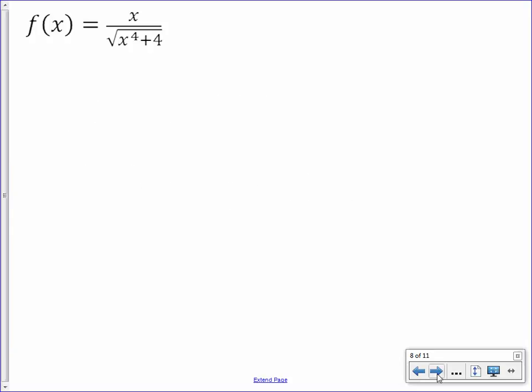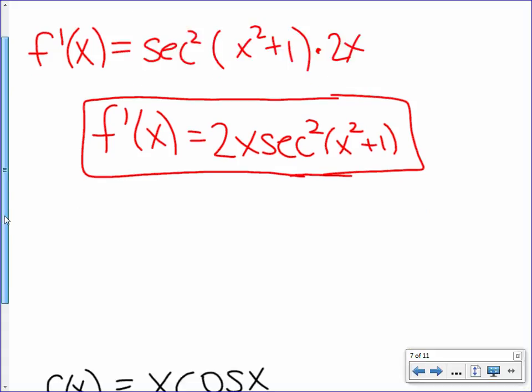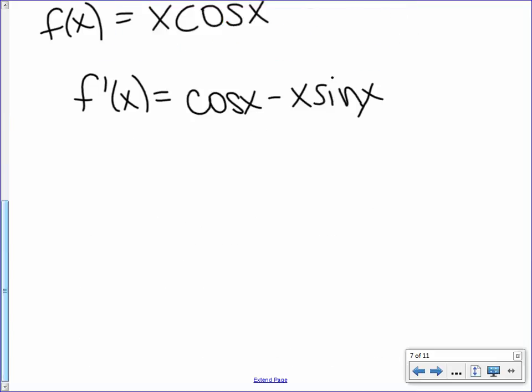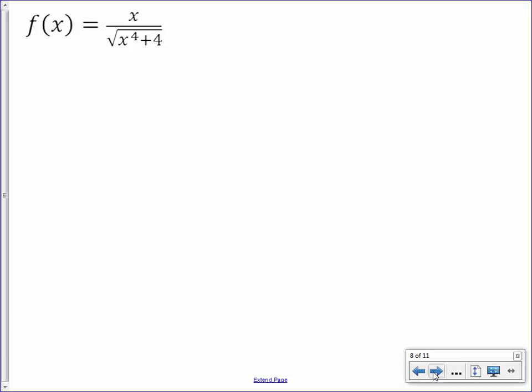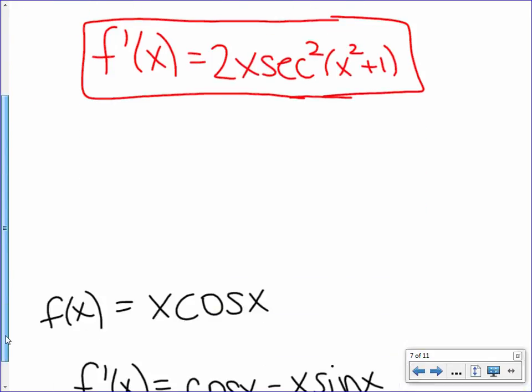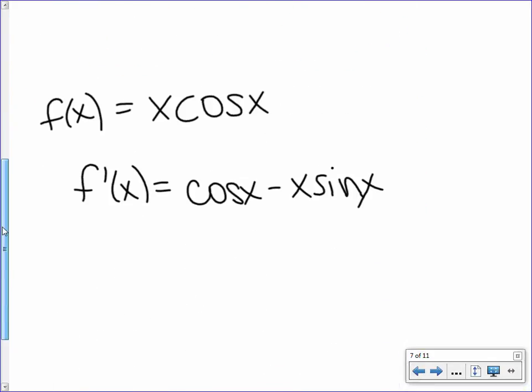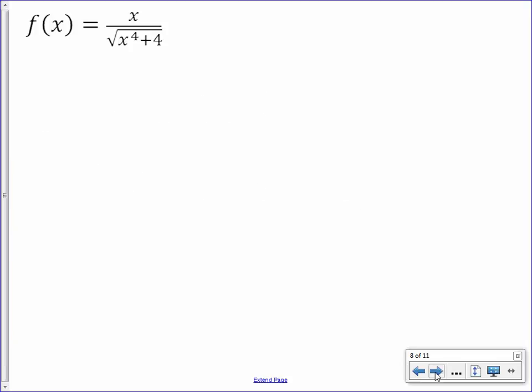All right. New one. Need to go back. Oh, quotient. Yes. What is it? Derivative of the first times the second plus the first times the derivative of the second.